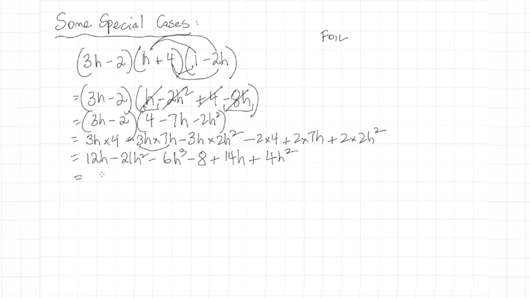Collect like terms. Doesn't really matter whether I go ascending or descending. If I start with a constant term, I'm going to start with a negative 8. If I start with the h cubed, I'm going to start with a negative, so it really doesn't matter. Let's go descending powers. Negative 6h cubed, we'll start with the highest power. Then get the h squareds together. So we've got plus 4h squared minus 21h squared.